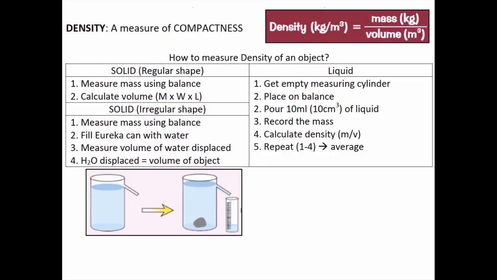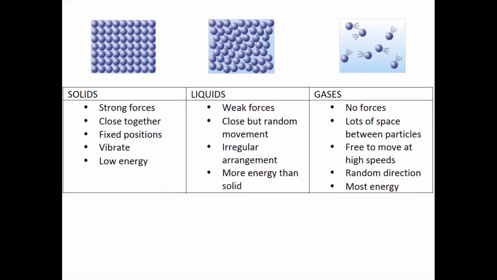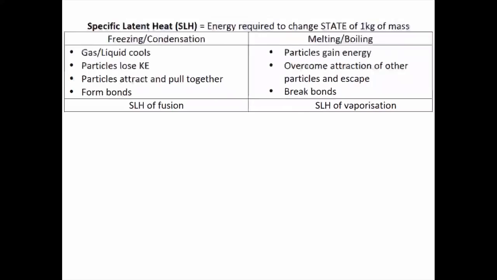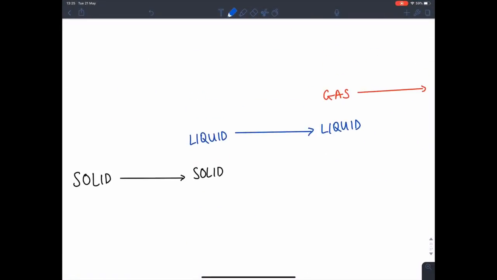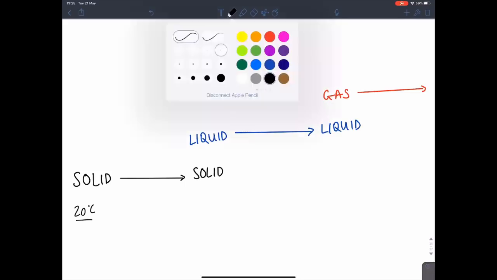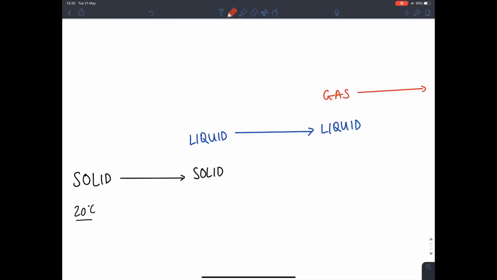Okay, next one. I think we've mentioned this in chemistry, but it's a good refresher of solids, liquids, and gases. So make sure you memorize the different points between them. Now before we talk about this, I want you to consider a concept. Let's say we have a solid at 20 degrees Celsius. Now we start heating up the solid, and as we heat it up, the temperature of the solid increases. So it's gone from 20 degrees up to, let's say, 80 degrees.